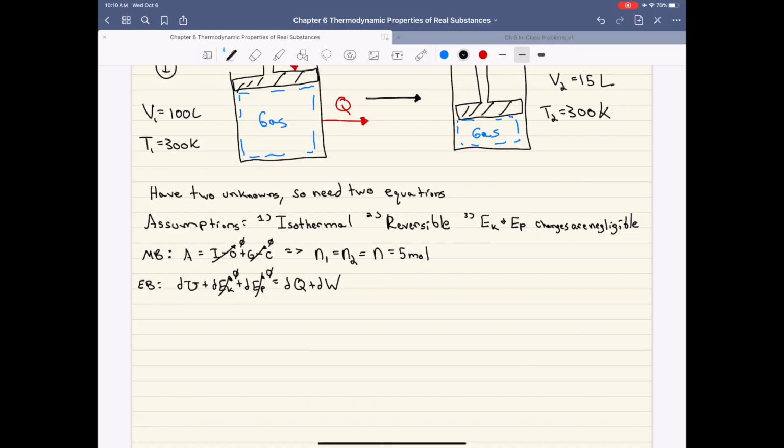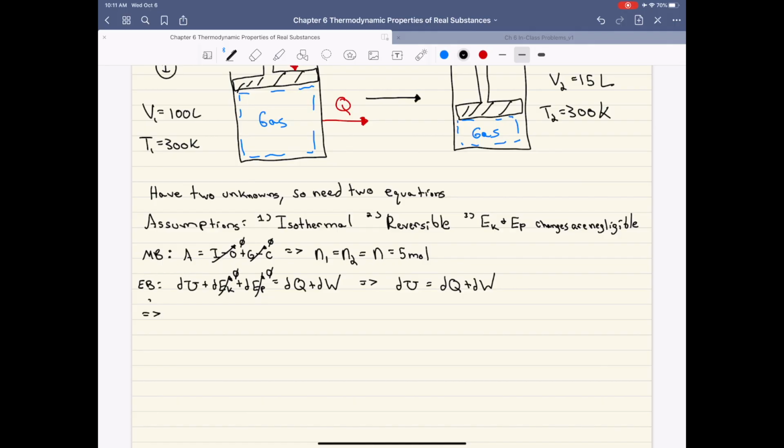Alright, and previously, when we handled this sort of problem, when we handled an isothermal system, we always made the assumption that because it was isothermal, the change in internal energy would be equal to 0. Right? But in order to make that assumption, what you have to assume is that you have an ideal gas. Right? What we're going to do now is we're not going to make that assumption immediately. So we're going to keep the du term around. Okay? Alright, so if we do that, our energy balance simplifies to du equals dq plus dw.